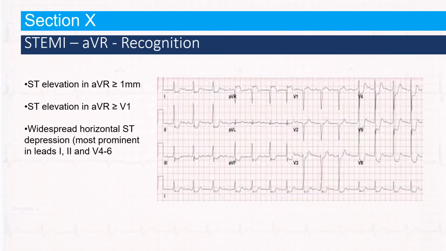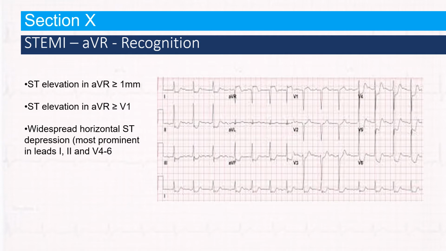An EKG is inclusive for STEMI criteria if the ST elevation is present in AVR greater than or equal to 1 millimeter, ST elevation in AVR is greater than or equal to that of V1, and there is widespread horizontal ST depression. This will be most prominent in leads 1, 2, V4 through V6.